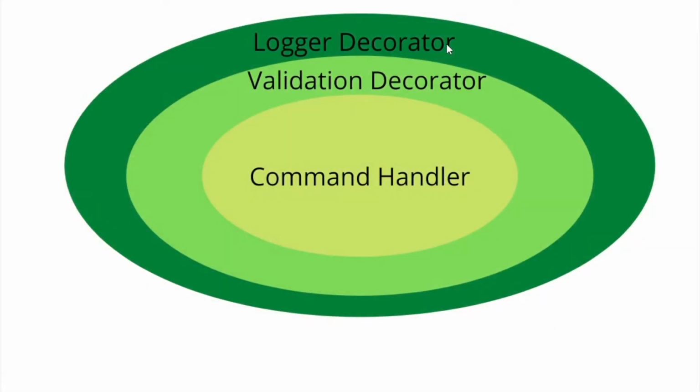Okay, so now we are on my computer, and this is what we want to achieve. We want to have a command handler that is decorated by a validation decorator and then by a logger decorator. So when the command starts being requested, first we'll do some logging, then we'll do the validation, then we'll handle the command, and at the end we'll do the logging again. So it comes inside and then outside through every layer.